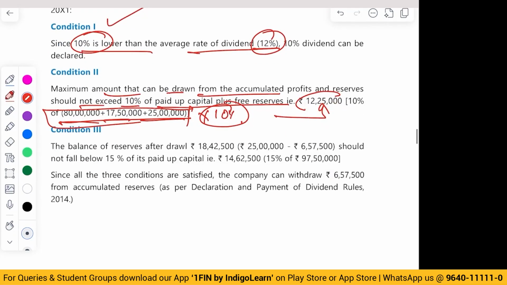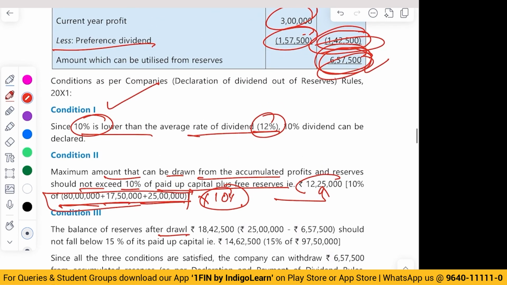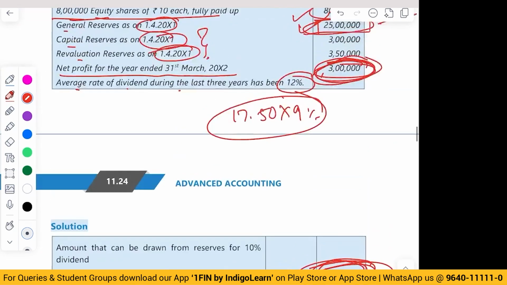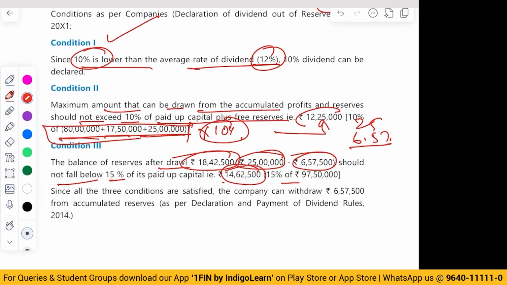Then the balance of reserves after withdrawal: I have 25 lakh of general reserve and I have to withdraw 6.57 lakh. So 25 lakhs minus 6.57, it is 18.42 lakhs. It should not be less than 15% of paid up capital. What is the paid up capital? 17.5 plus 80. 15% is 14.62 lakhs. The balance should be higher than 14.62 lakhs. Is it satisfied? Yes. Since all these three conditions are satisfied, we can withdraw and declare the dividend.